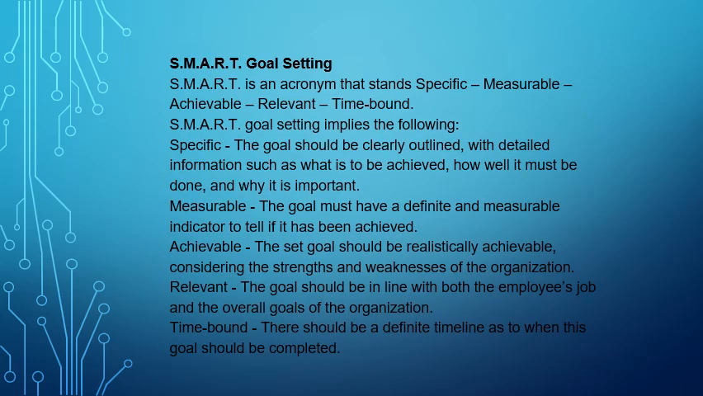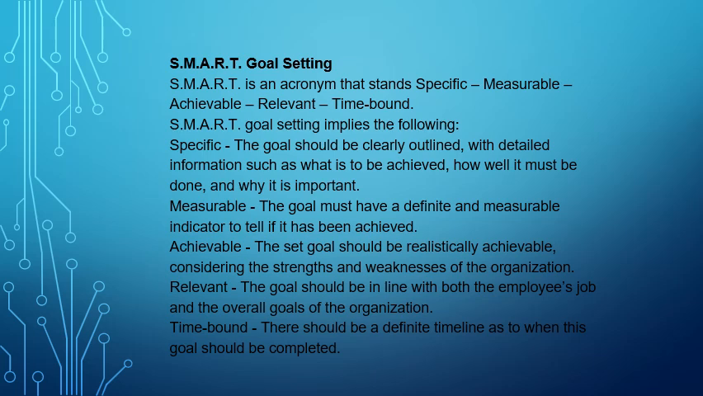Now with this backdrop, let us try to understand the important elements of a PMS, that is performance management system. The first important element is SMART goal setting. SMART is an acronym that stands for specific, measurable, achievable, relevant, time bound. SMART goal setting implies the following. Specific: the goal should be clearly outlined with detailed information such as what is to be achieved, how well it must be done, and why it is important.